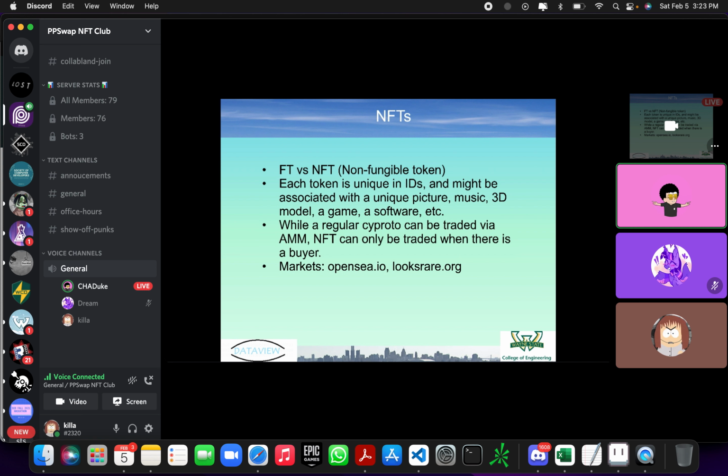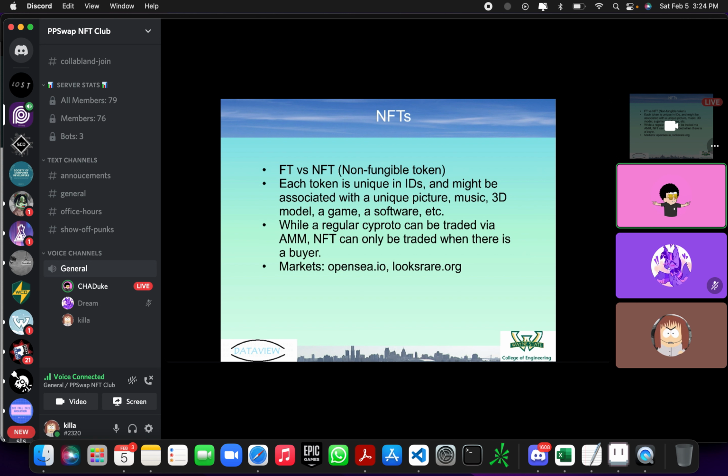But non-fungible tokens, on the other hand, are different. Every token is unique. In many cases, they are also unique in appearance. For example, the picture associated with an NFT is a different picture. But sometimes even if they are the same, they have different IDs. So each NFT has a unique ID, so they are not exchangeable. That's why we call it non-fungible. Most people are familiar with NFTs that have a picture, but nowadays it could also be music, a 3D model, a game, software, or a piece of furniture in the virtual world. So it doesn't have to be just a picture that you call an NFT.